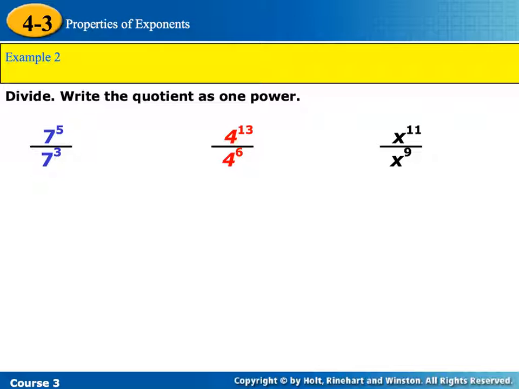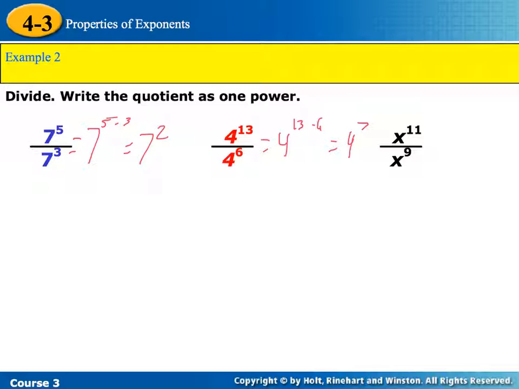All right? So when I do this problem, very first one, 7 to the 5th over 7 to the 3rd. That's like taking 7 to the 5th minus 3. My answer, 7 to the 2nd. Okay? Next one. 4 to the 13th over 4 to the 6th. That is 4 to the 13 minus 6, which is 4 to the 7th.